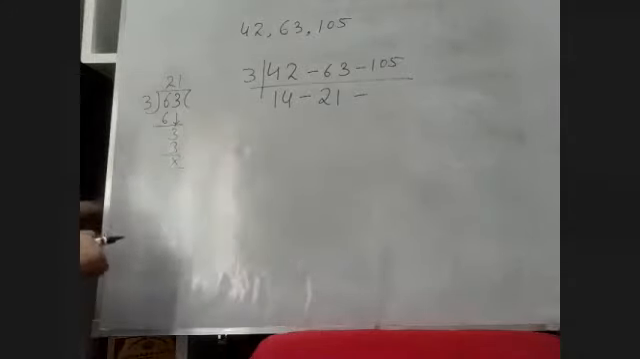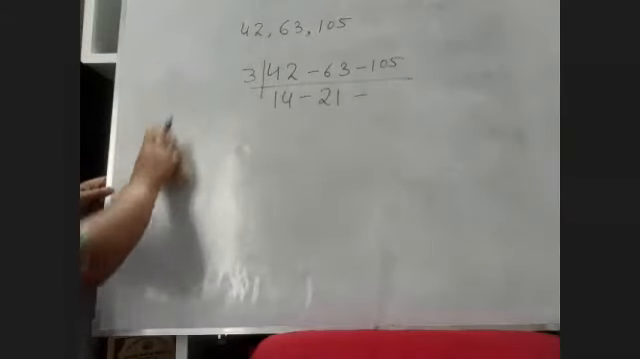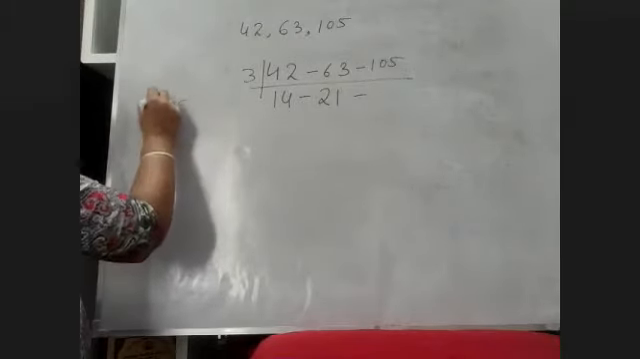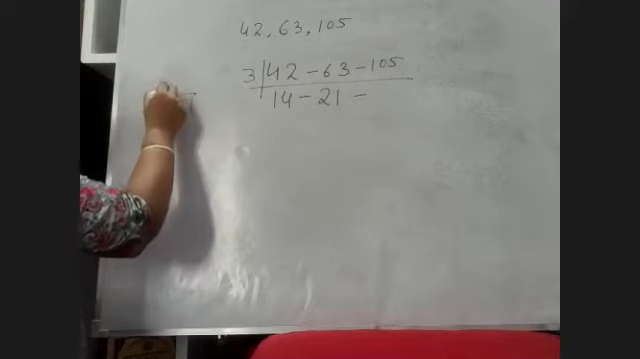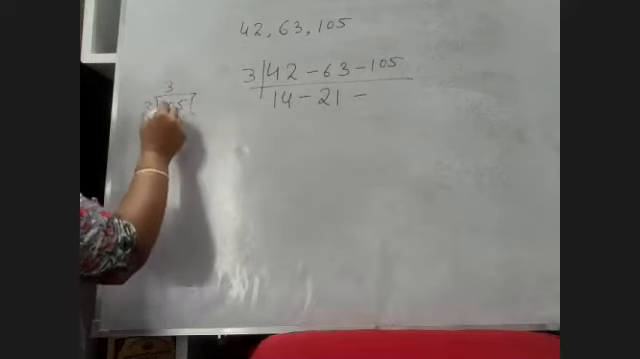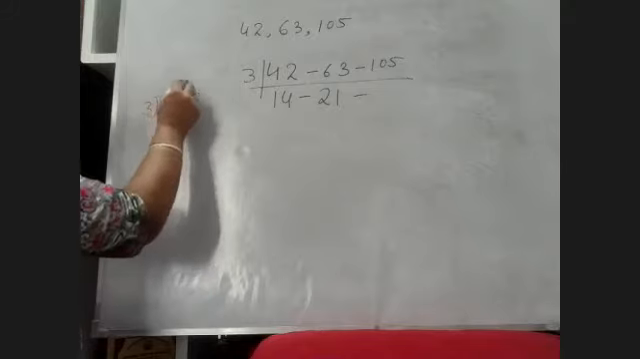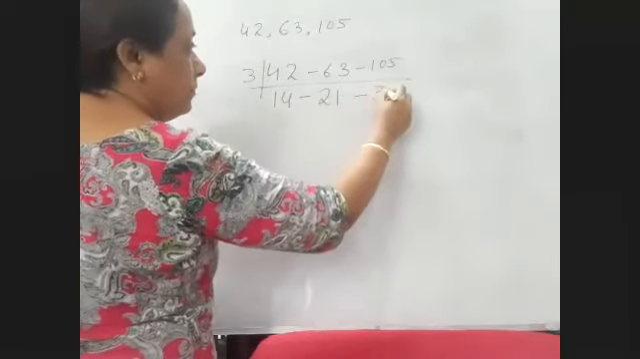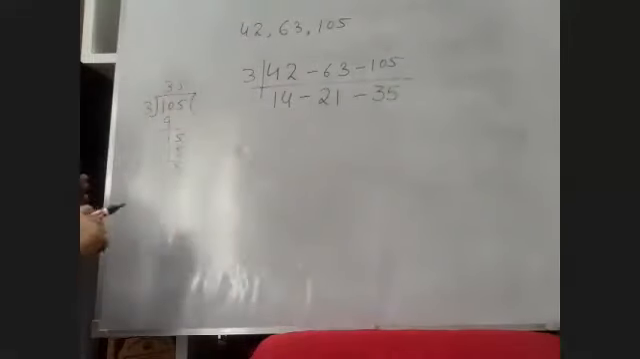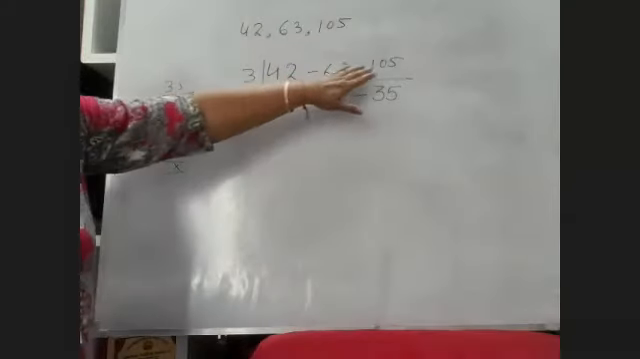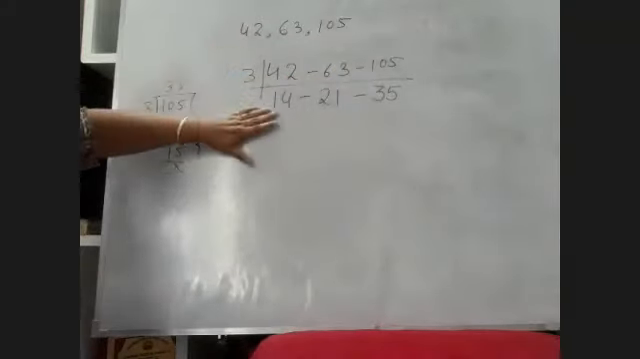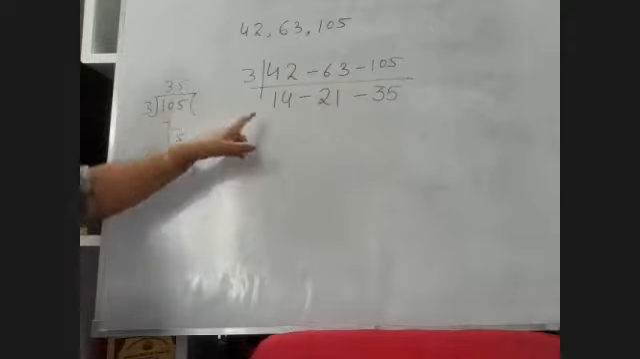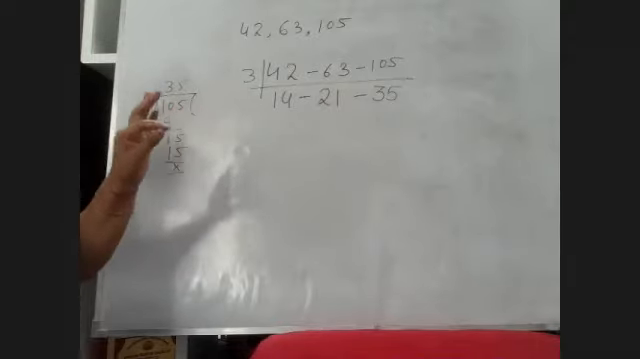Next is 105 divided by 3. 3, 3 are 9. 10 minus 9, 1. Next number is 5, 3, 5 are 15. So we get 35. Yes, friends, when we divide 42, 63, and 105 by 3, we'll get the numbers 14, 21, and 35.